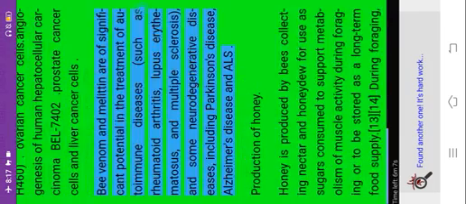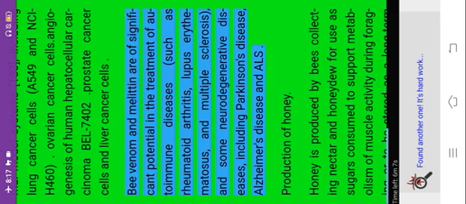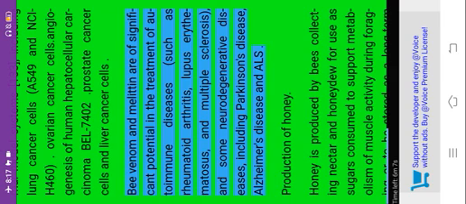Bee venom and melanin are of significant potential in the treatment of autoimmune diseases such as rheumatoid arthritis, lupus erythematosus, and multiple sclerosis, and some neurodegenerative diseases, including Parkinson's disease, Alzheimer's disease, and ALS.